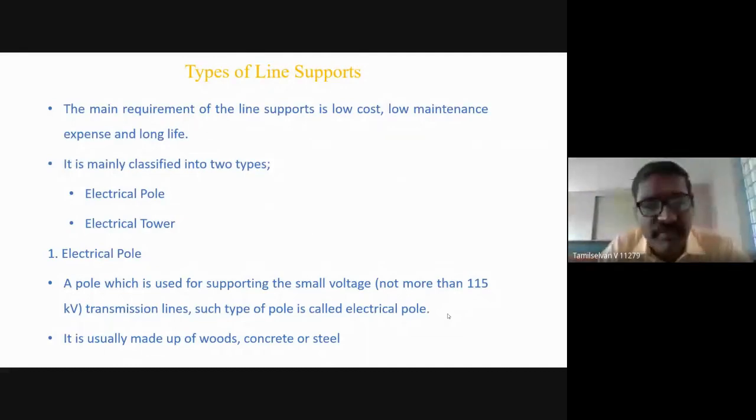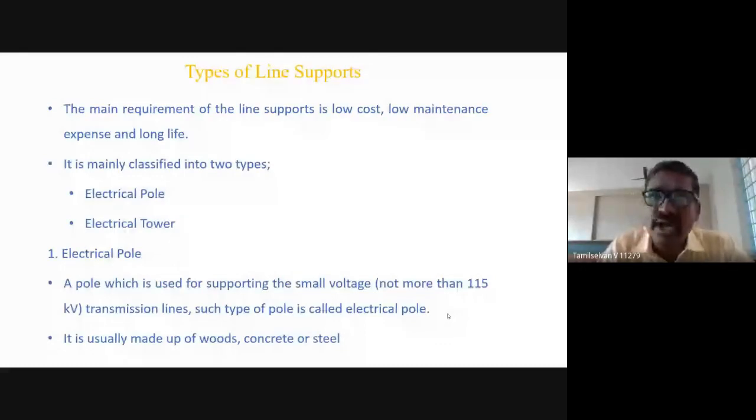One is the electric pole, and the other is the electrical tower. We'll have sub-classifications for both types. So what is the difference between the electric pole and the electrical tower? When a support is for smaller voltage, meaning a voltage lesser than 115 kilovolt transmission line, then that type of support is called an electric pole.